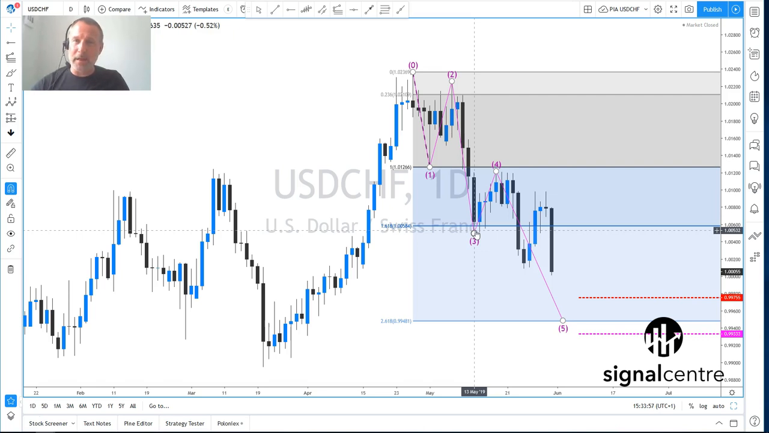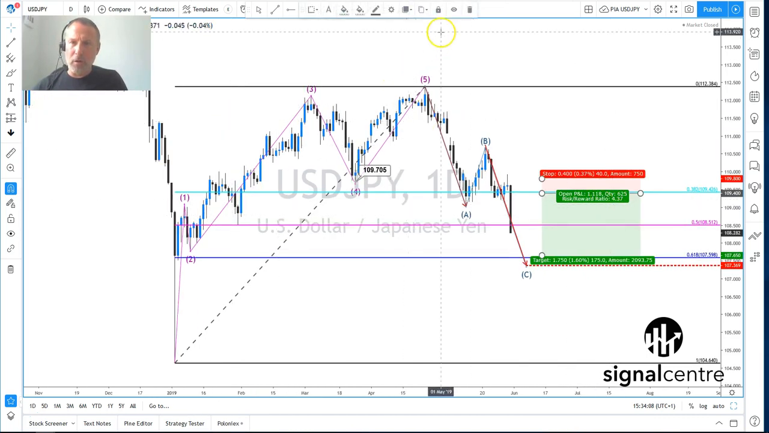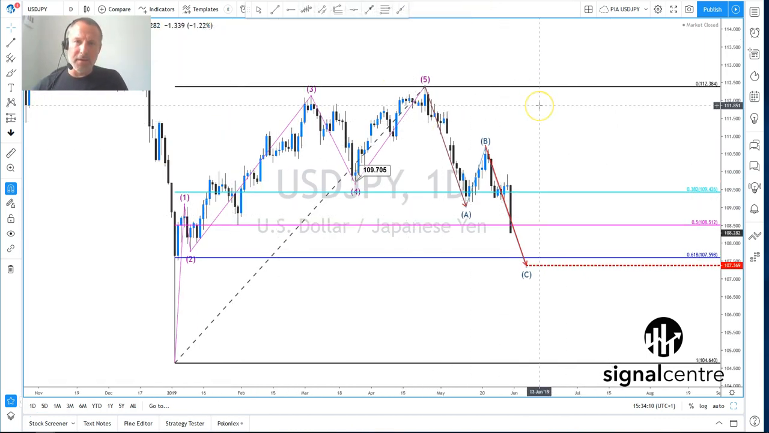So at least at the beginning of the next week, we're going to be looking at selling into rallies, but obviously wary of this support area down here. Dollar yen, and again, I'm only going to show one time frame here. This is the daily chart.